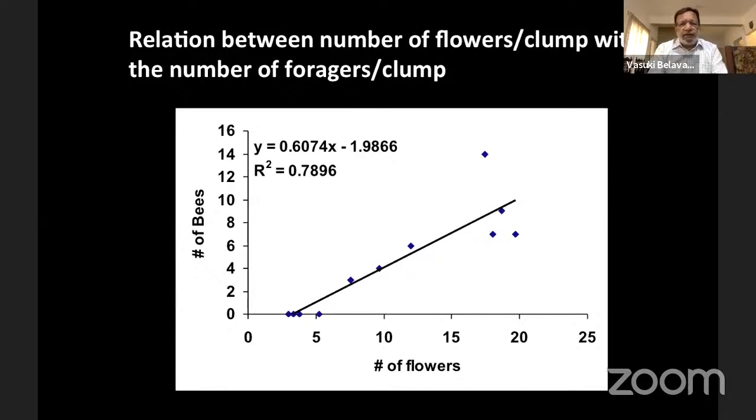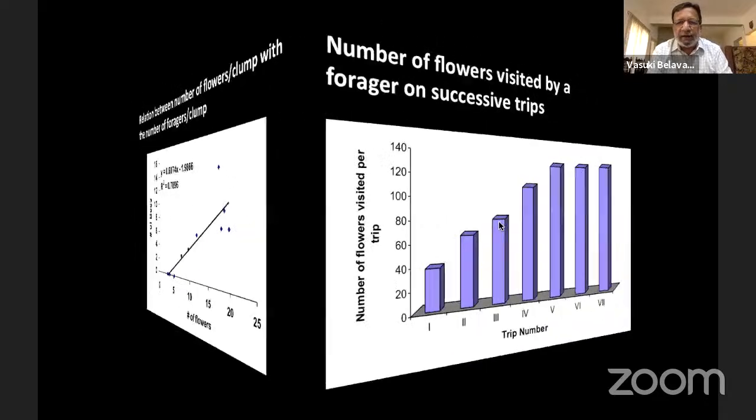Now you look at the relation between the number of flowers per clump and the number of foragers per clump. As I said, a clump is a clump of pseudostems, which is considered as one plant. With the increase in the number of flowers, the number of bees active per clump also increases. When the number of flowers is less than 5, there is no activity of bees, and when the number of flowers increases, the number of bees active on the clump also increases. So there is a perfect correlation with that.